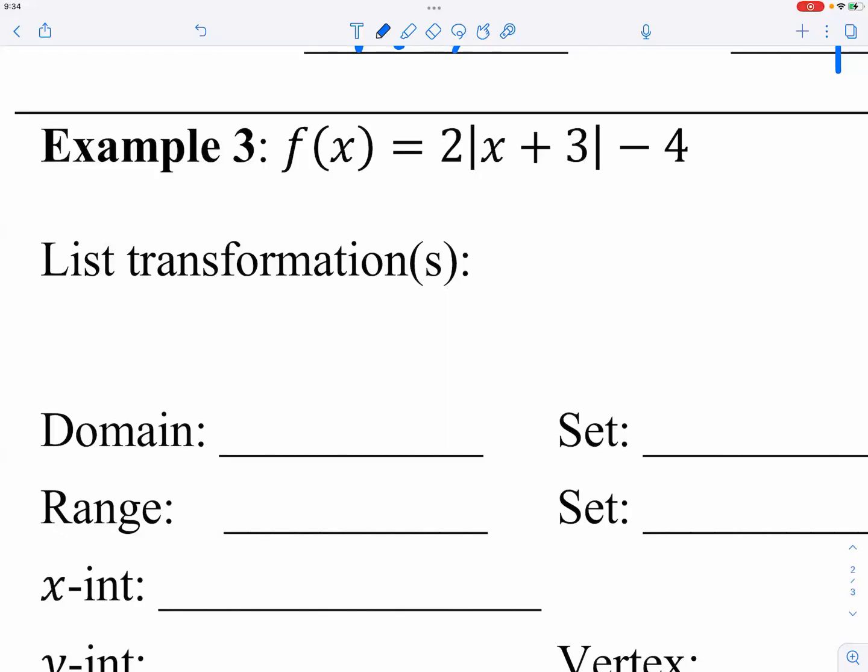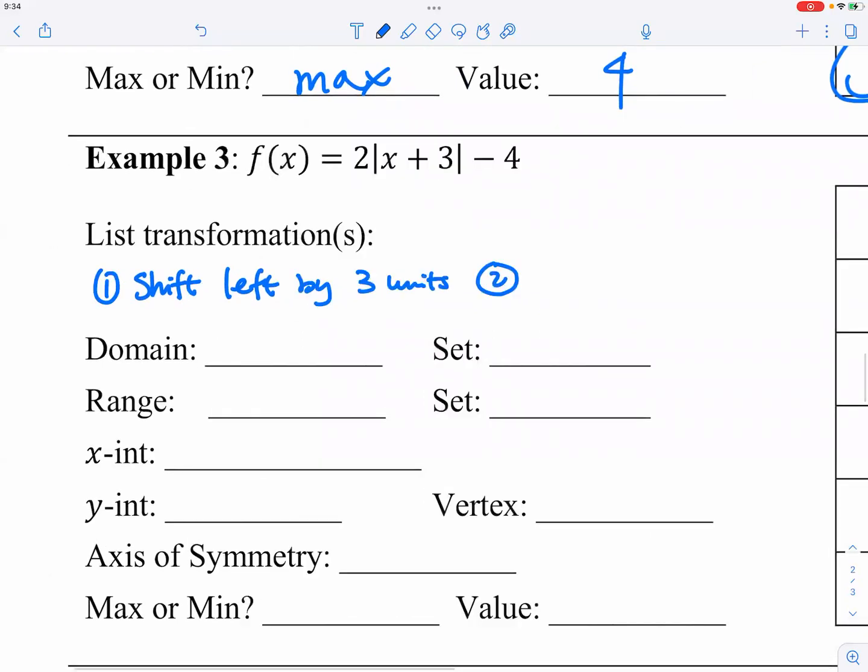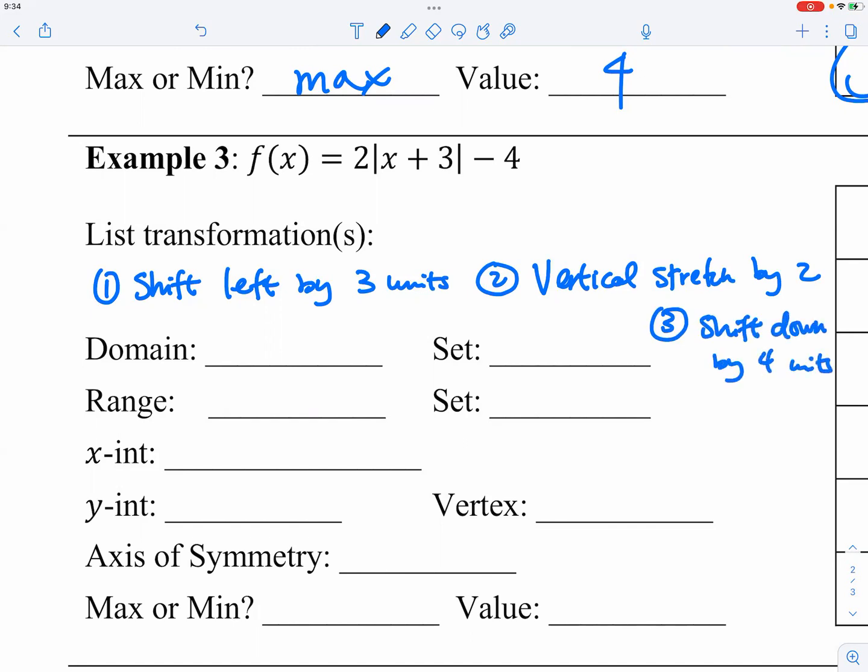The first transformation here would be to shift. Which direction? Left by 3 units. Okay. And then number 2 is to have a vertical stretch by 2. And then number 3 is to shift down by 4 units. Okay.